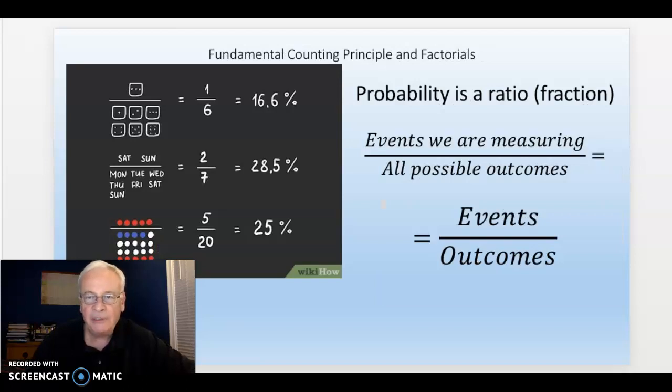Guys, just to review, remember we talked about probability. It's a ratio, it's a fraction. The top part of the fraction are the events that we're measuring. We're counting how many times that event happens that we're interested in. So we have to count the events. And the bottom of the fraction is all the possible outcomes. Sometimes it's kind of hard to count all the possible outcomes, so we have different techniques we use to count. That helps us calculate probability. That's why we're studying it right now.